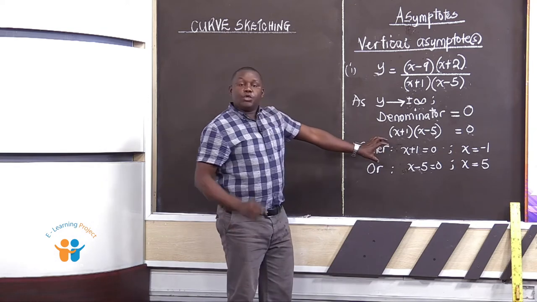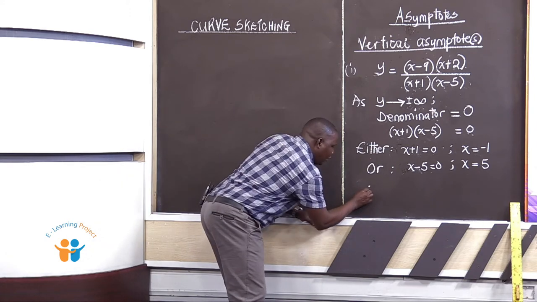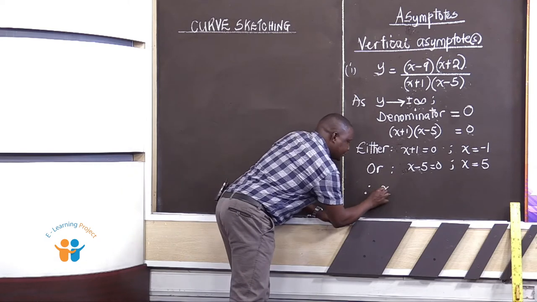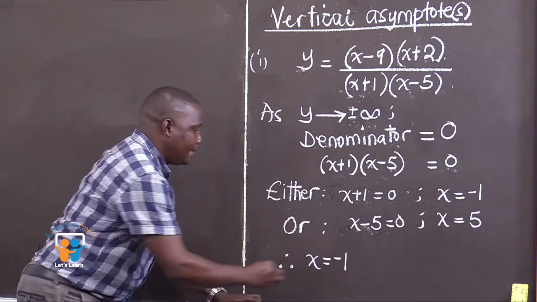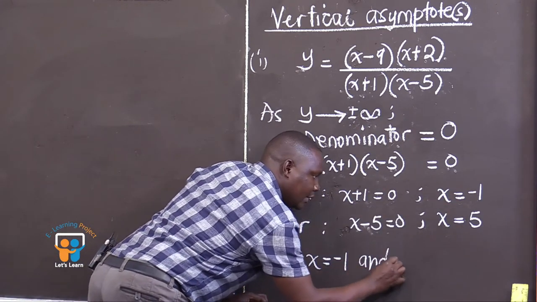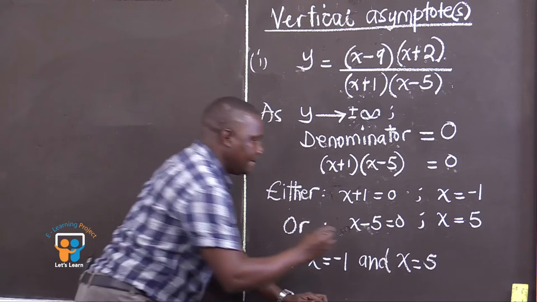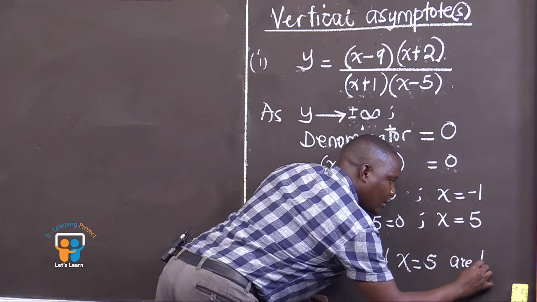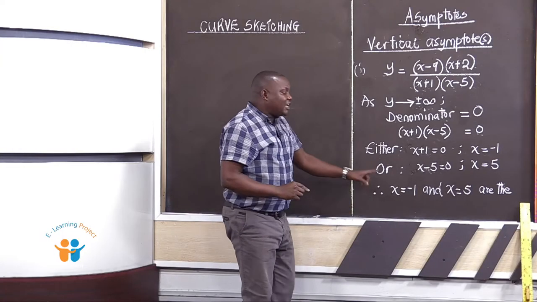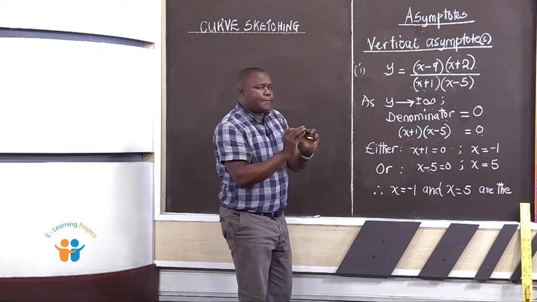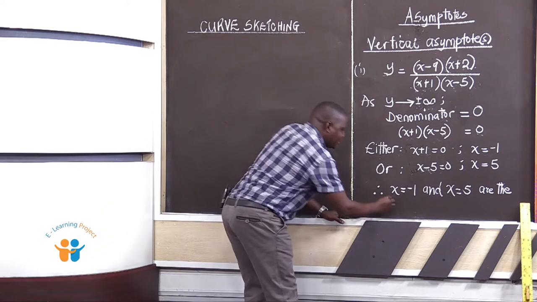Now from here, you're going to draw your conclusion. You're going to say that therefore, x equal to negative 1. We began with that one, isn't it? And x equal to 5. Because there are two, the vertical asymptotes. Very good. That is the conclusion you normally have to put. Every step, the condition, and the conclusion. All right? Good.